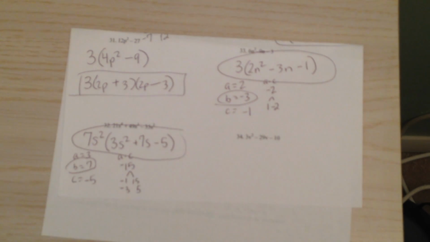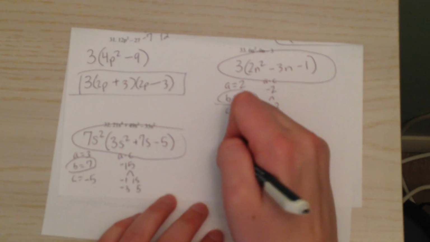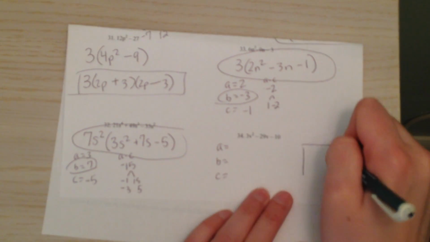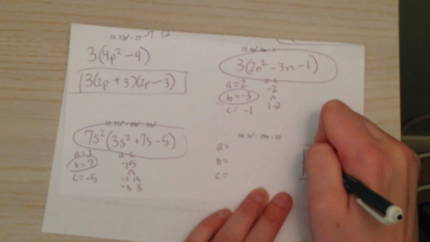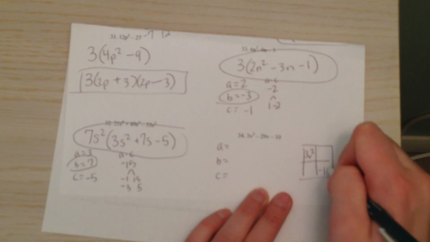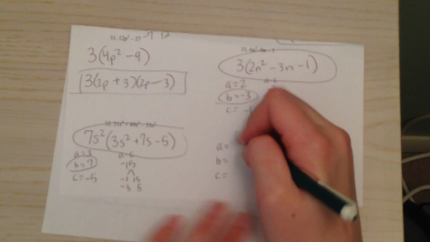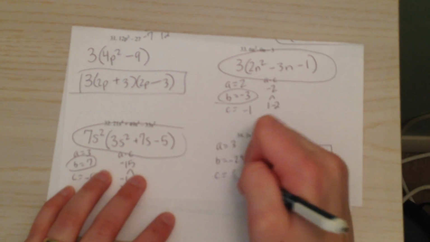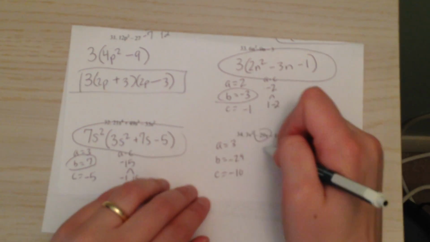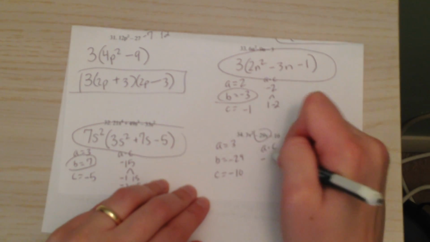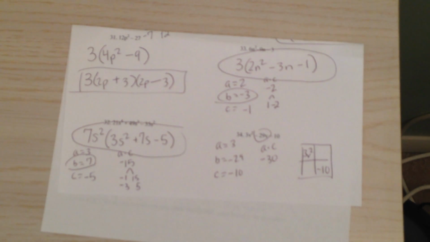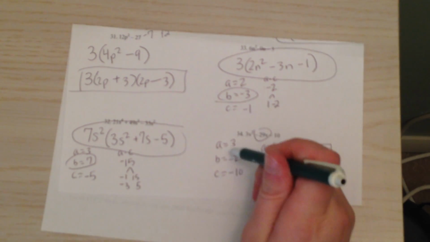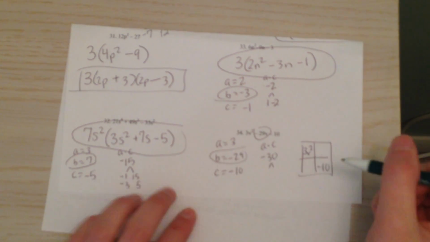So the only thing I can do is jump to my A, my B, and my C. I'm going to try to factor the trinomial in our 2 by 2 box. So I've got my first term, my last term, and I'm going to split that middle term up. So my A is 3, my B is negative 29, and my C is negative 10. So my A times my C is negative 30. And now we've got to find something that is multiplying to negative 30, but adding to negative 29.